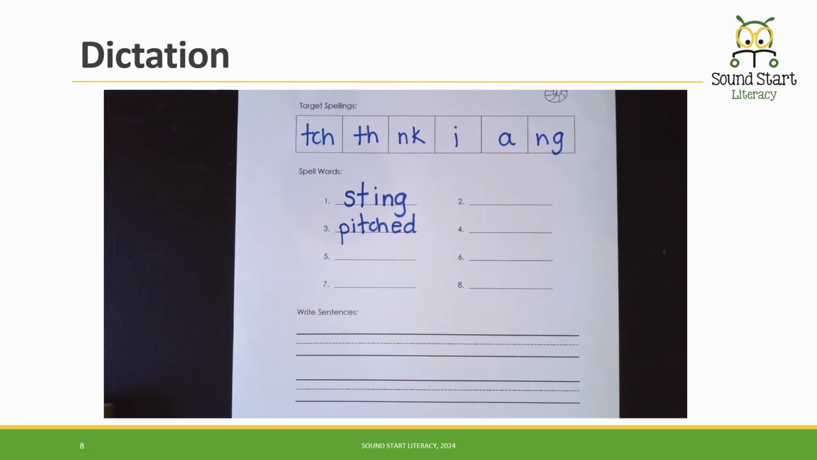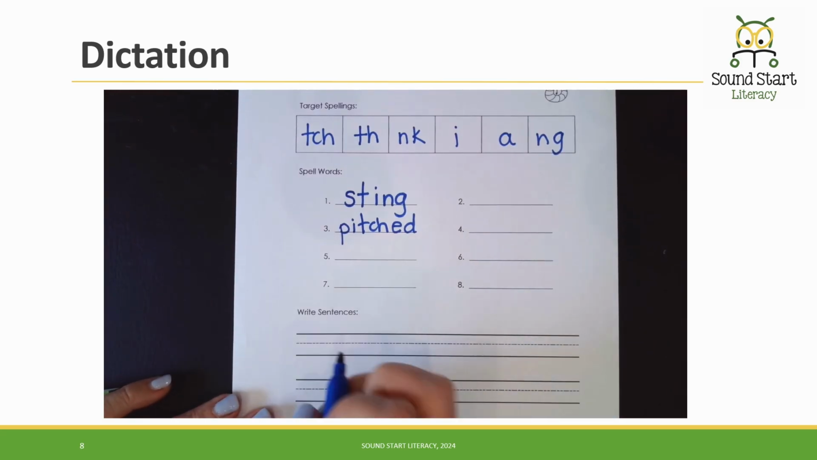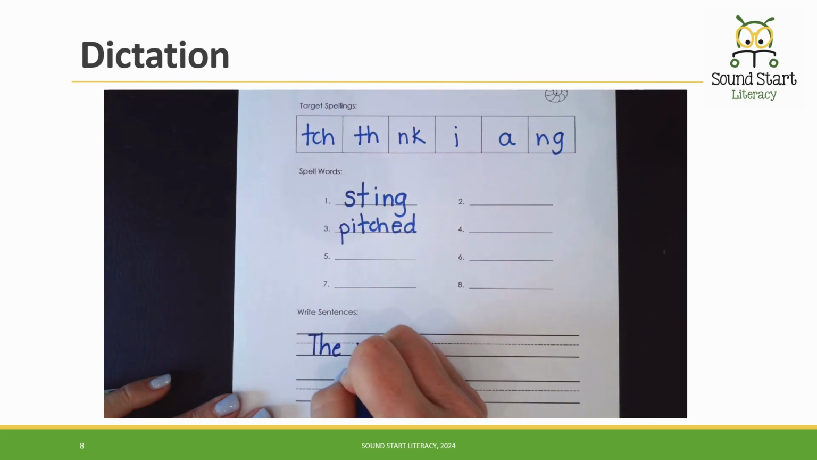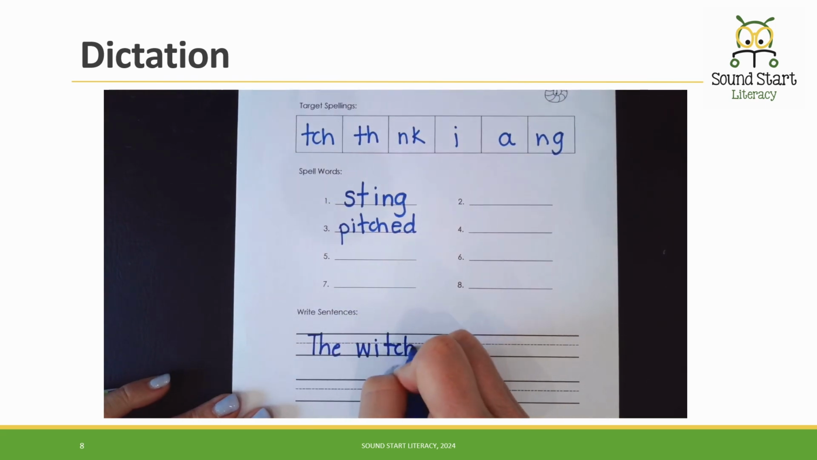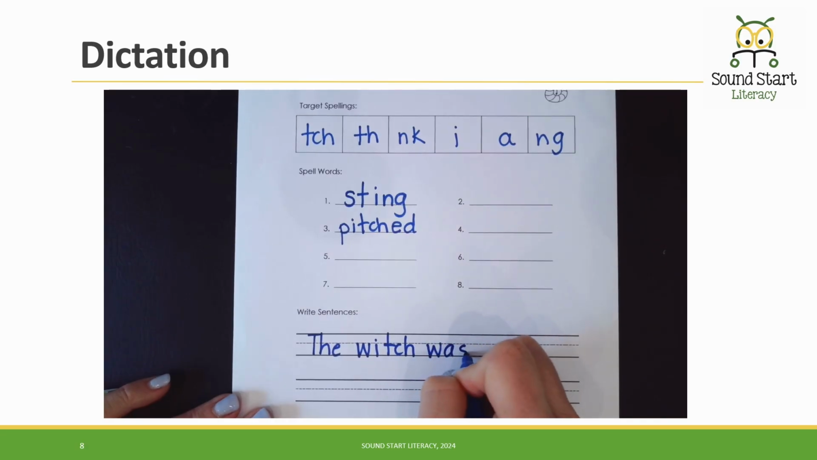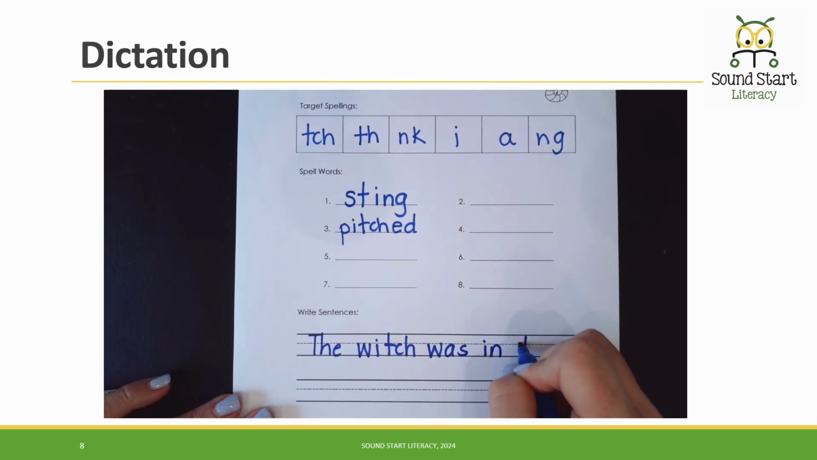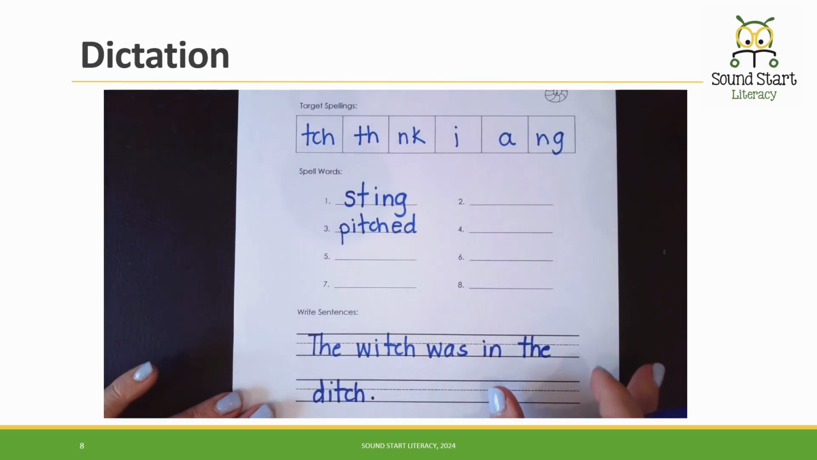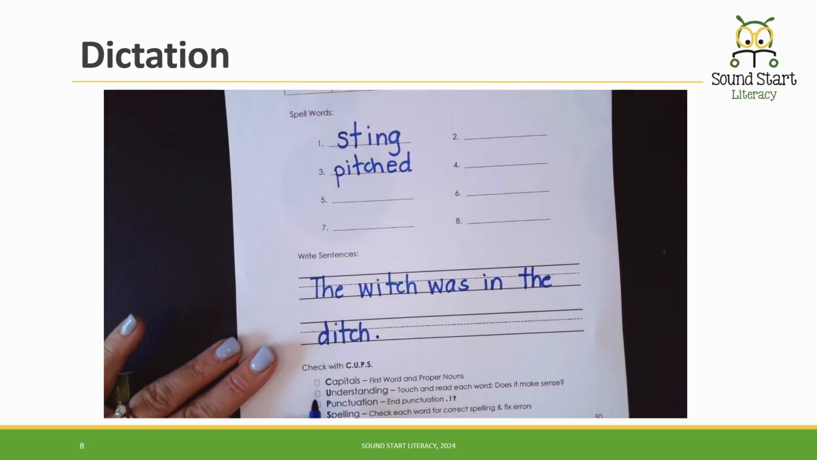So if, let's say, I asked the child to write, the witch was in the ditch. Repeat it. The child says, the witch was in the ditch. Now say and write, the witch was in the ditch. Okay, and then they're going to use CUPS, and you're going to guide them through.